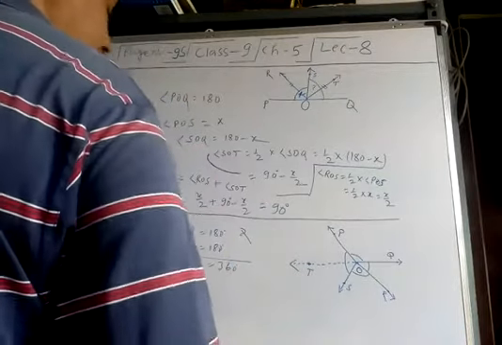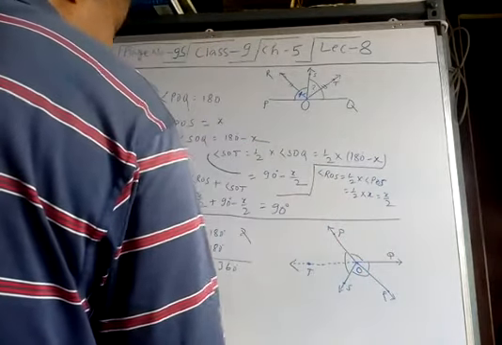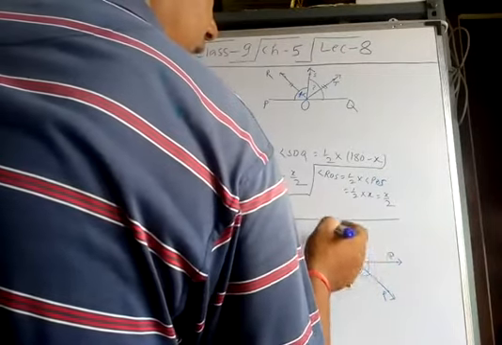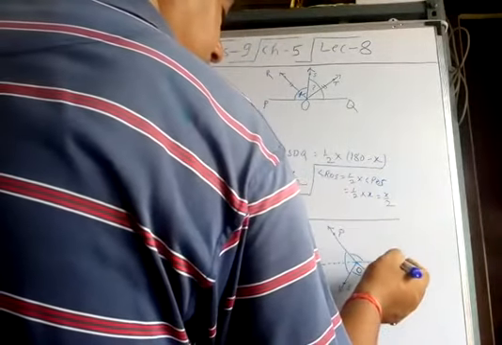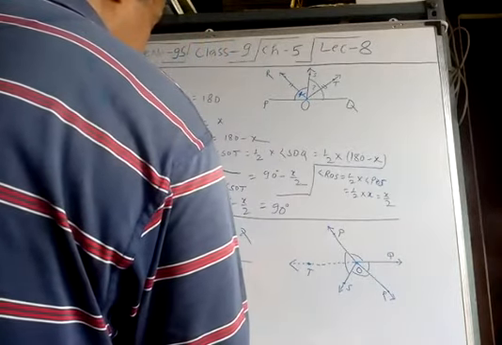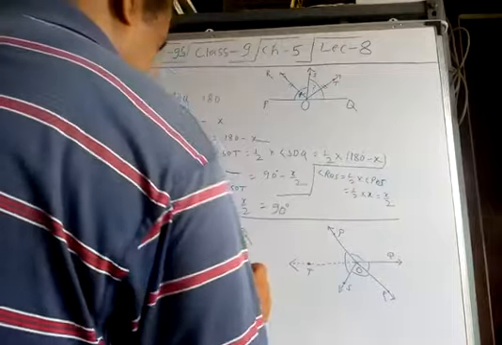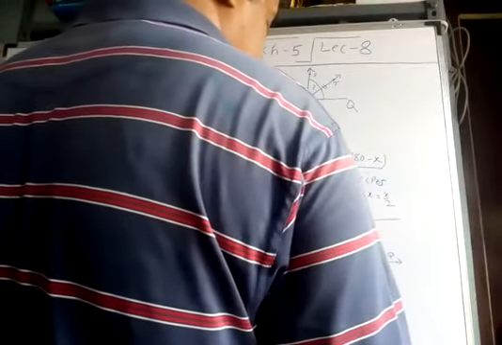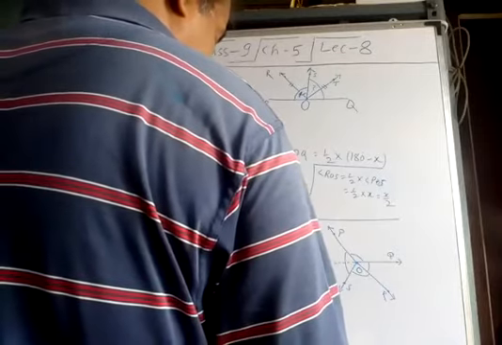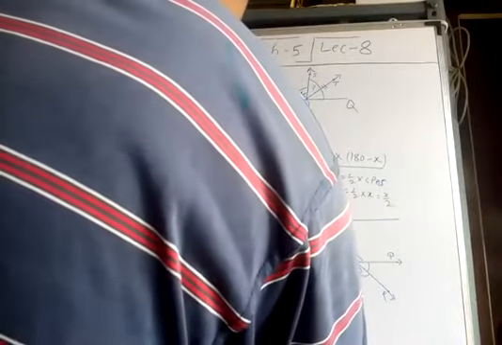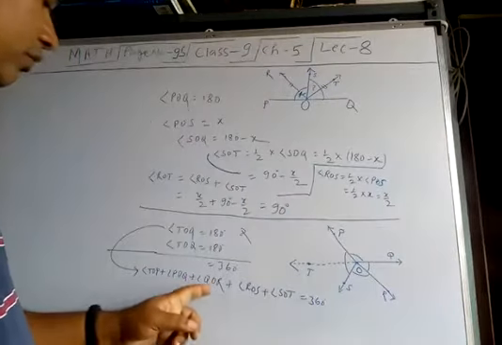But the first TOQ here is equal to angle TOP plus angle POQ plus angle QOR plus angle ROS plus angle SOT, which is equal to 360 degrees. 1, 2, 3, 4, 5 angles.